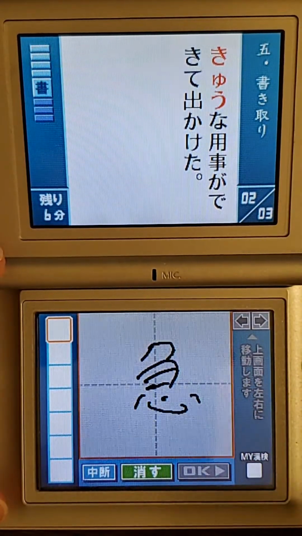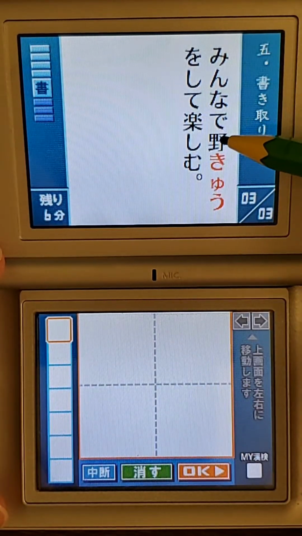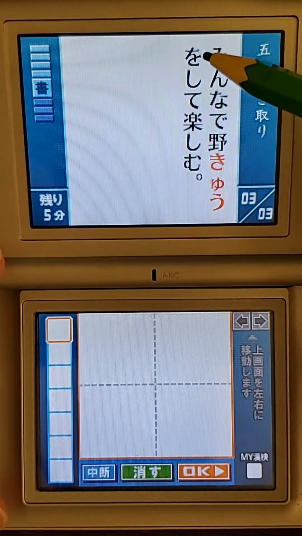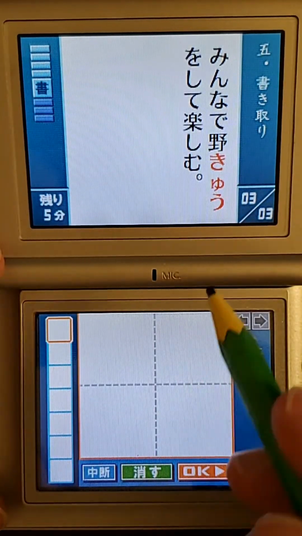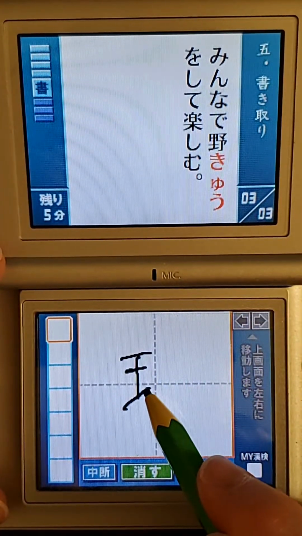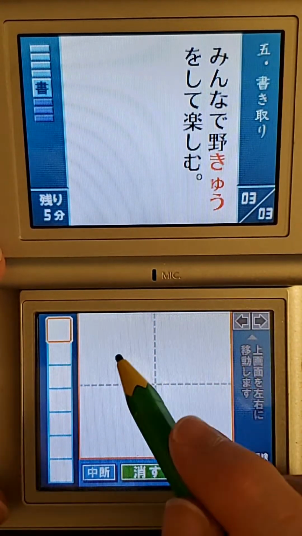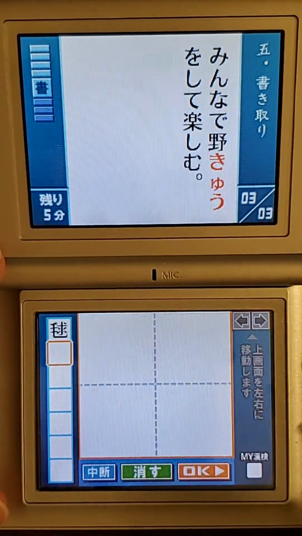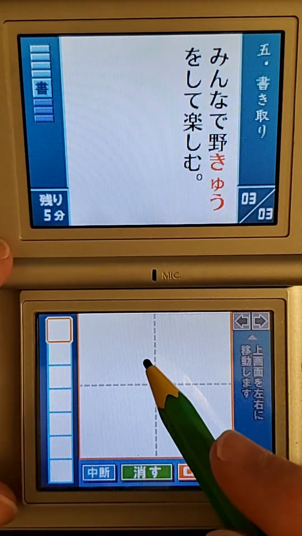All right, みんなで yaku o shite tanoshimu. So with everyone, yaku, baseball. So do baseball and have fun, tanoshimu. So yaku. So we write the kanji for sphere. Oh, whoop, I missed that. Gotta put that dot up there. What the fudge? That's not what I wanted to write.